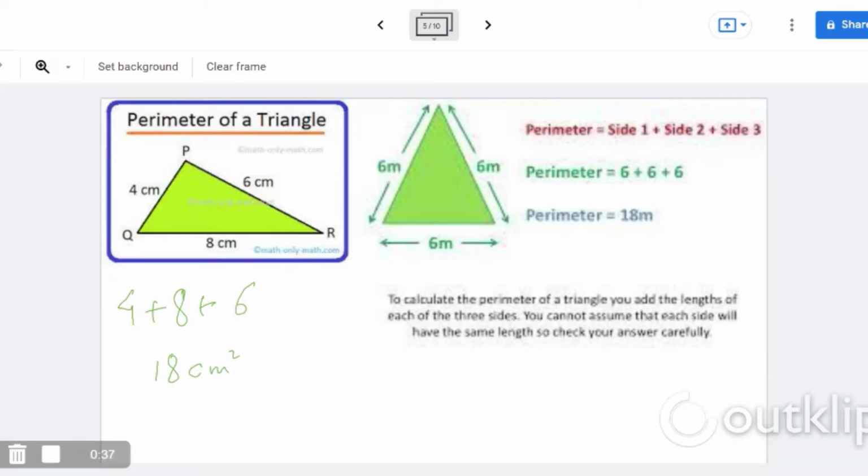I will just remove this. It is only 18 centimeter, right? Hope it is clear. This is your perimeter of a scalene triangle, because a scalene triangle has got three different sides. So now by now you know the concept. What is an equilateral triangle? It has got all the three sides equal. Scalene triangle has got all the three sides different.